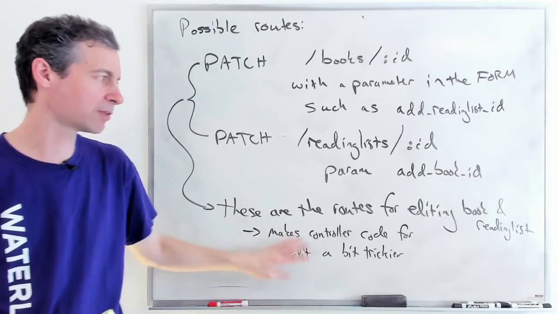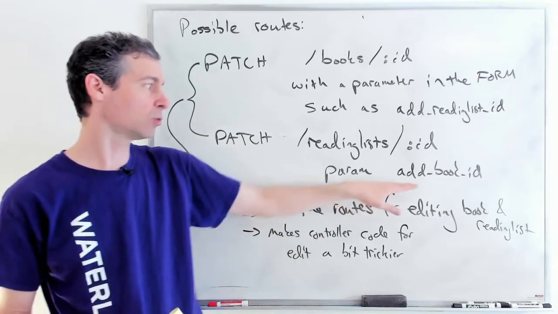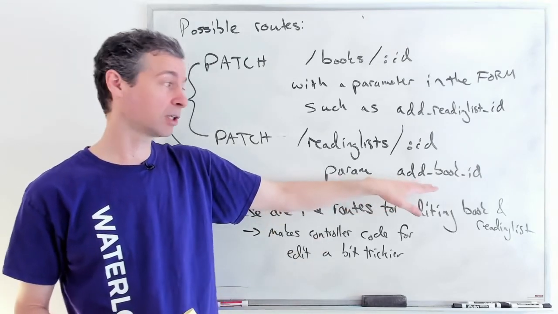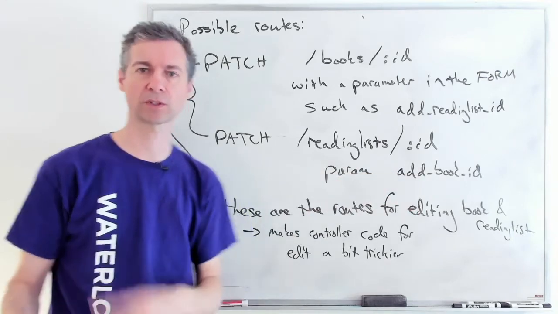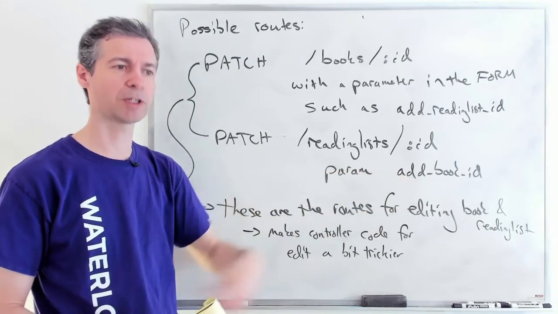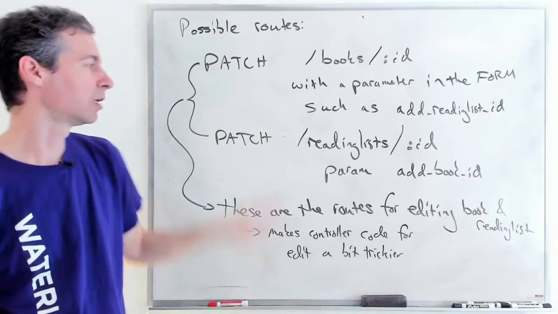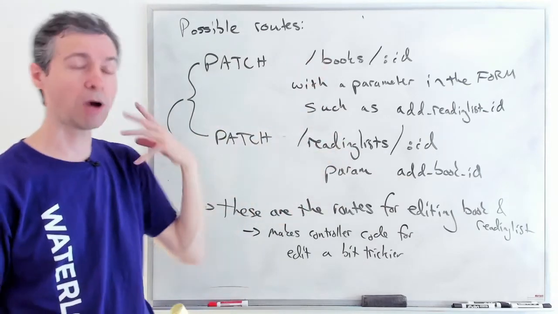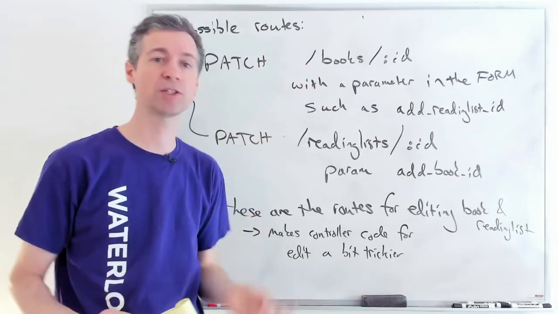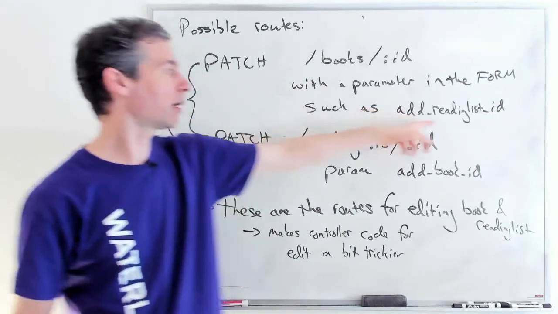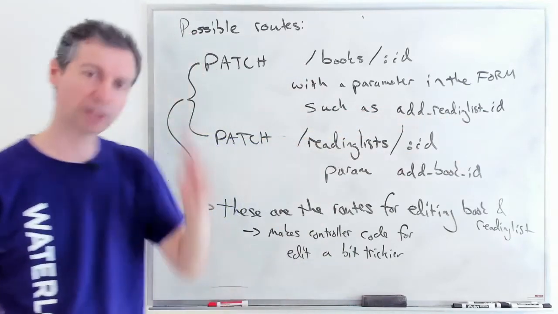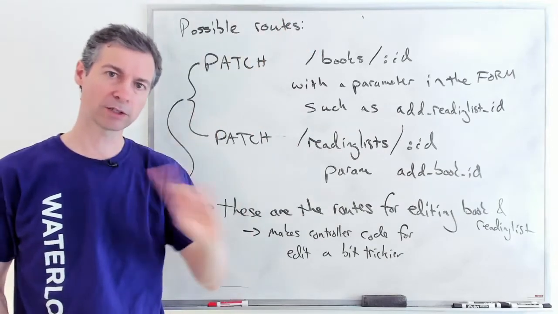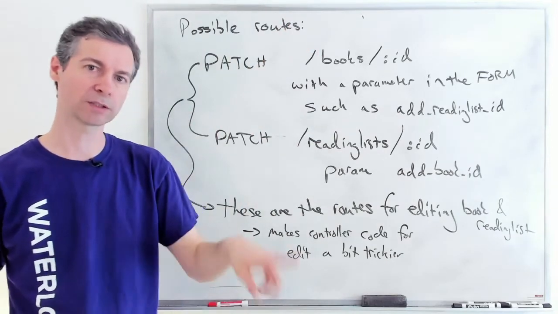So you might end up having to have sort of a statement that says, ooh, did I have this parameter? If so, I'm going to go run this code. But if I don't have this parameter, oh, I know it's my regular edit page for the reading list. Same thing for book. Oh, it's my regular edit page for the book. Ooh, no, I had an add reading list ID. Oh, I know that's a special request, and I'm going to go handle that special request.